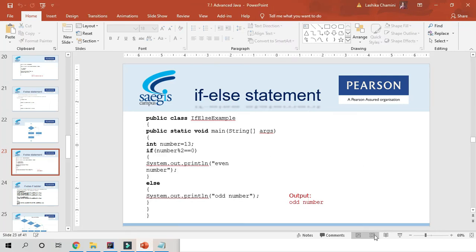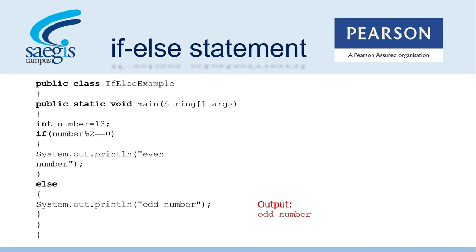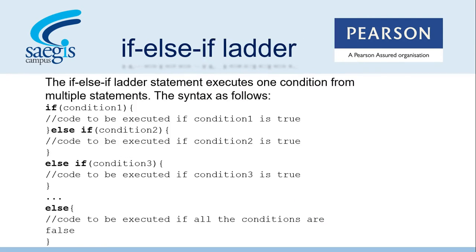So this is the else if statement. Then here we have the else if ladder. Else if ladder means if the first condition becomes false, then we can check another condition. If the second condition becomes false, we can check another condition. Like this, finally we can add an else statement to execute if any of these conditions doesn't become true.